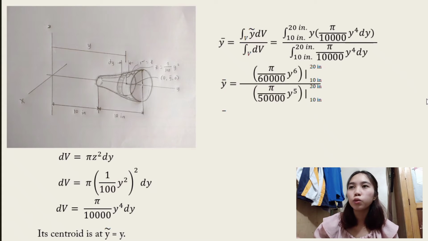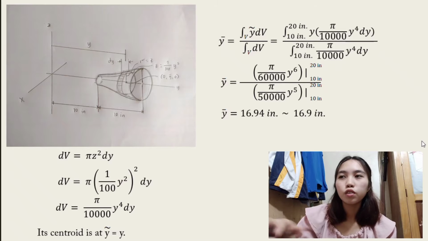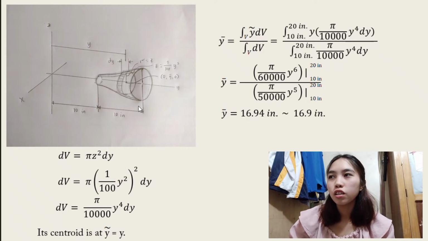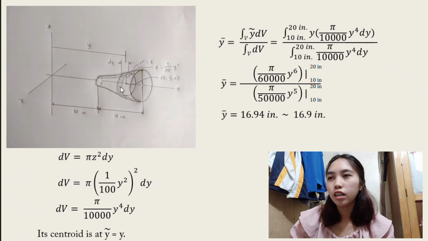So y bar is equal to pi over 60,000 y raised to 6, from 10 inches to 20 inches, over pi over 50,000. If you know how to integrate already, y squared over 2, so the y here becomes y to the 6, and then the 2 goes in the denominator, so 10,000 divided by 2 is 50,000. So the centroid is 16.94 inches. Basically, the centroid is at 16.9 inches.